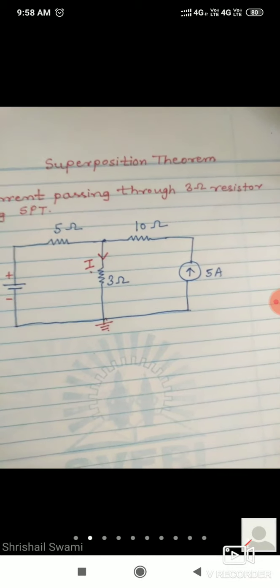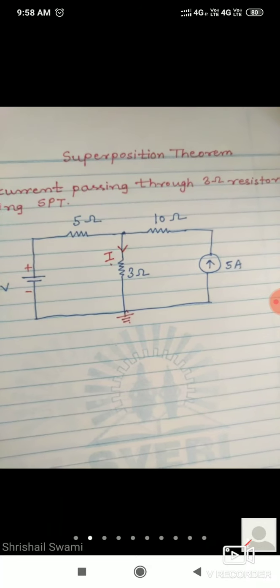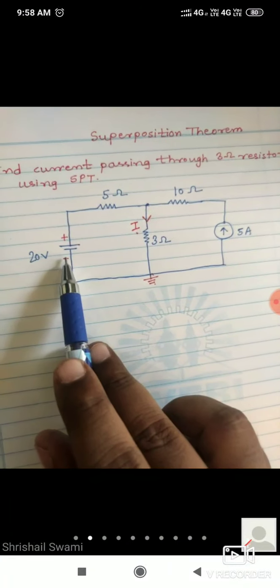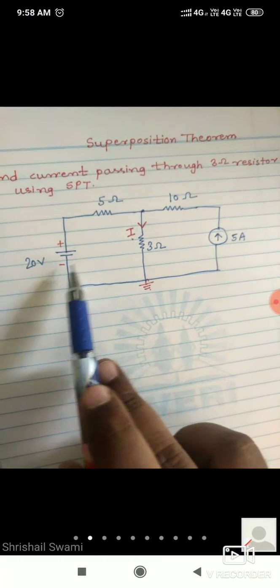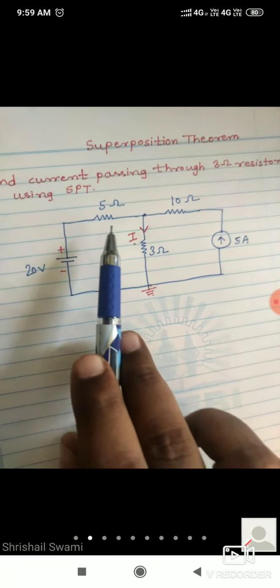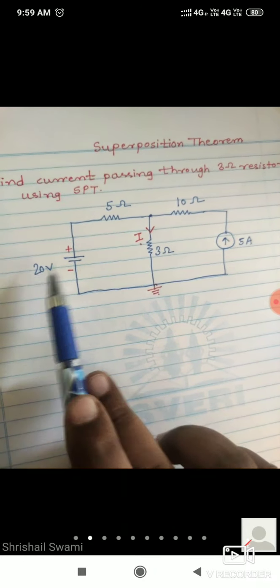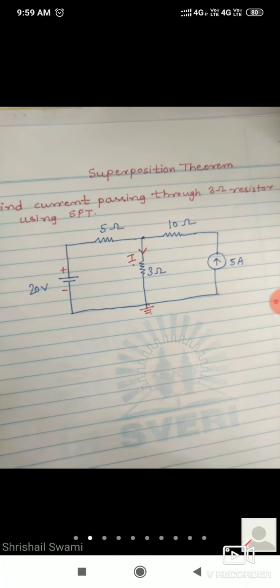What will be the first step? First step is observation. Before applying superposition theorem, you have to observe how many independent sources are present. This is an independent source, this is an independent source. Remaining anywhere? No. Two independent sources are there, means the condition is satisfying. Is it a linear circuit? Yes, only resistors are there, that is a linear circuit. So 20 volt and 5 ampere current sources are there. Two conditions are satisfying: one is linear and second is two independent sources are present.